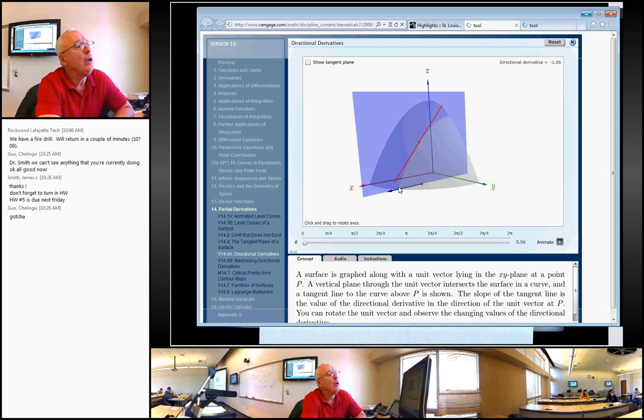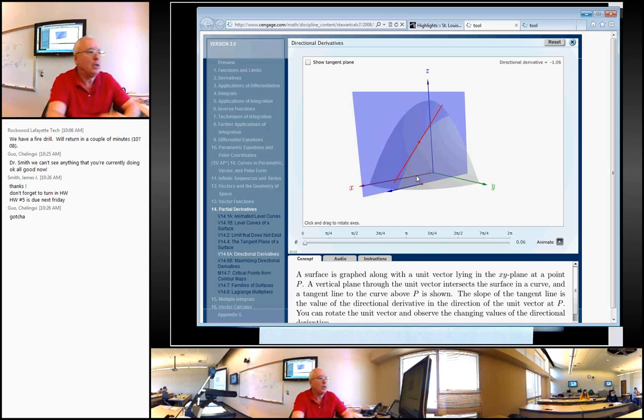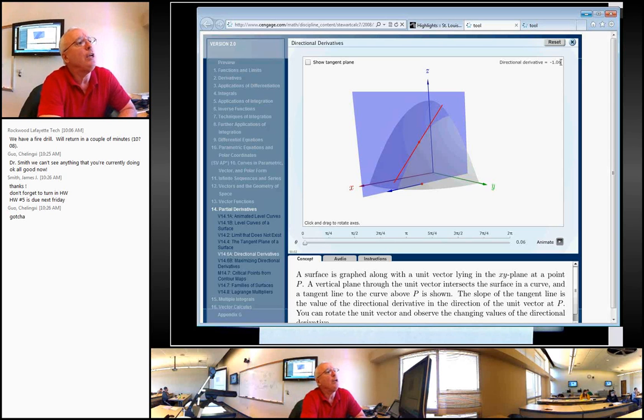Okay, and then what you see, if you can see this from the arrow, is this vertical plane that is cutting the surface. And right there we have a point, and we have a line that represents the tangent line. Over here it actually computes the value of the directional derivative, and it says it's at minus 1.06.